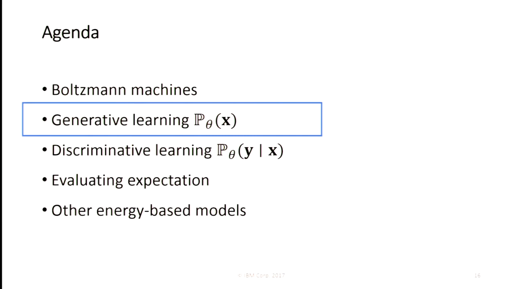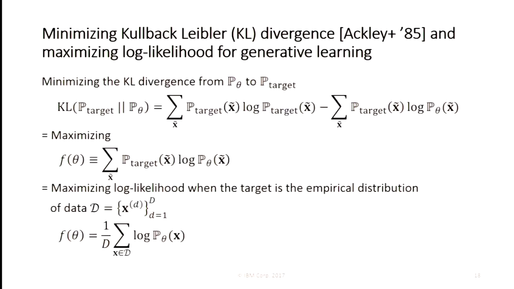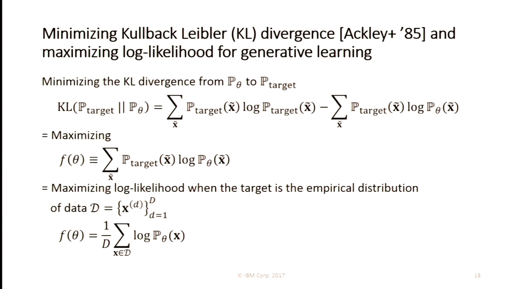So let's start with generative learning. To define learning, we need to start with some objective function. The standard objective function in generative learning is to minimize the KL divergence to the target distribution. It has this mathematical expression. Because the first term is independent of the parameter theta, we just need to minimize the second part, or maximize this part without the negative sign. So our objective function looks like this.